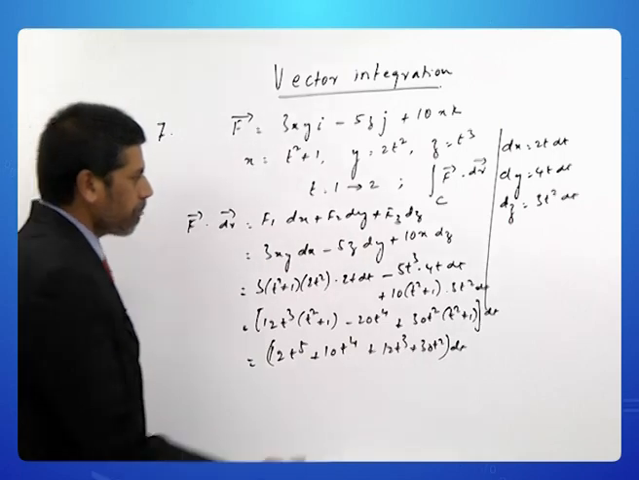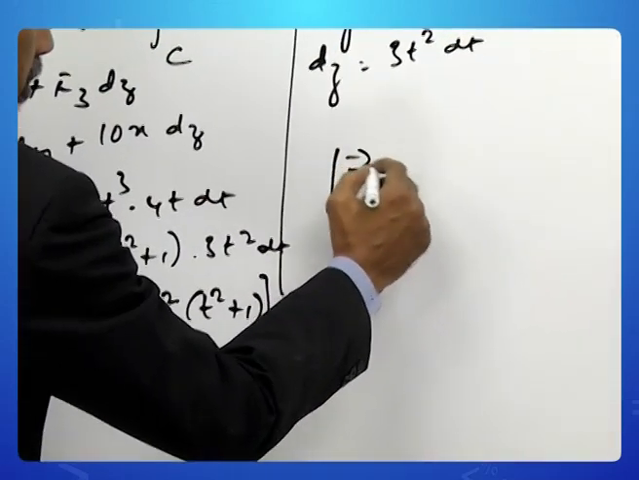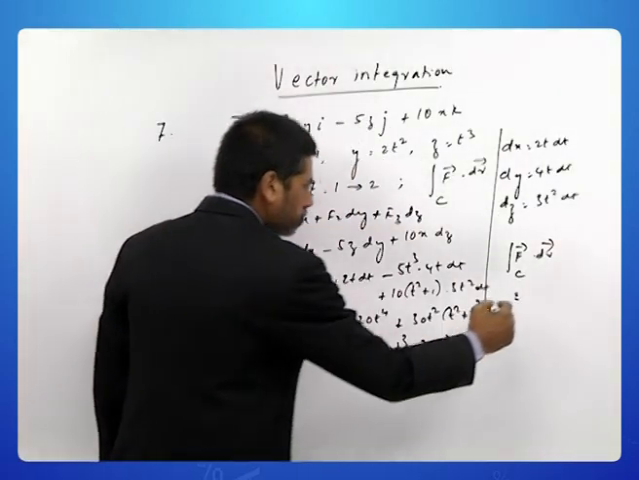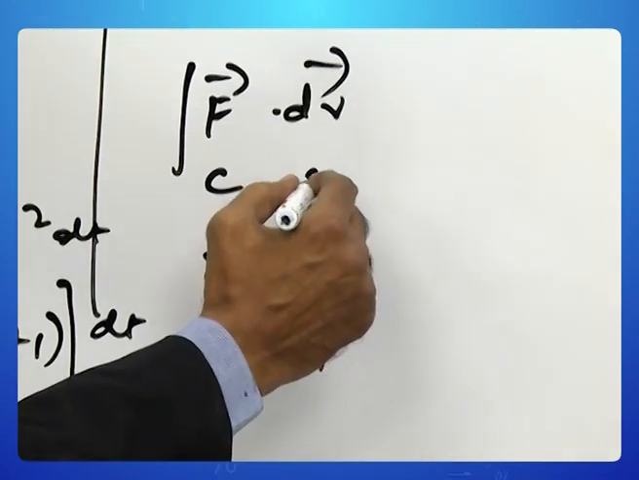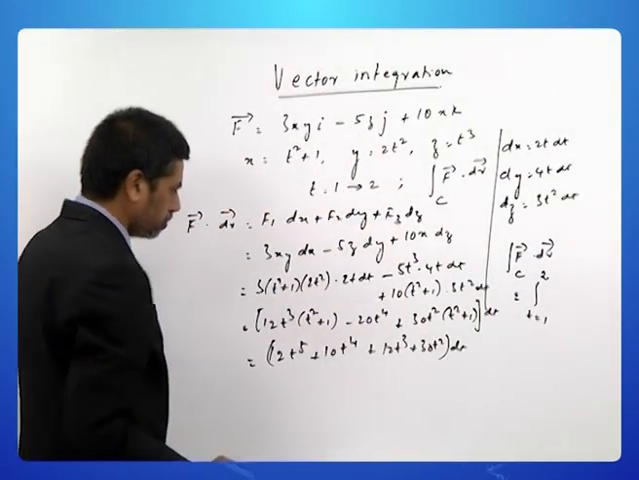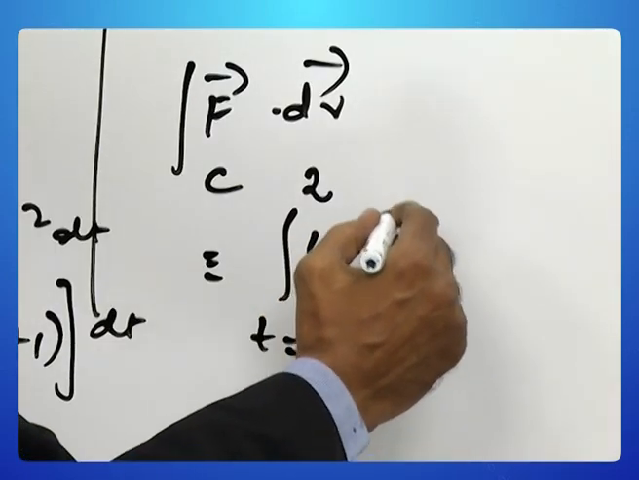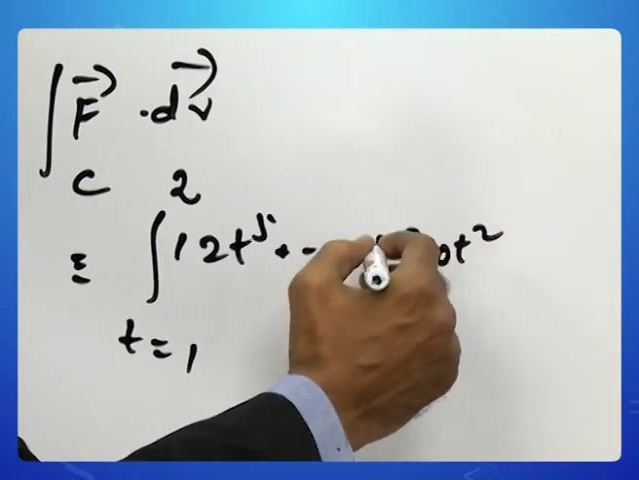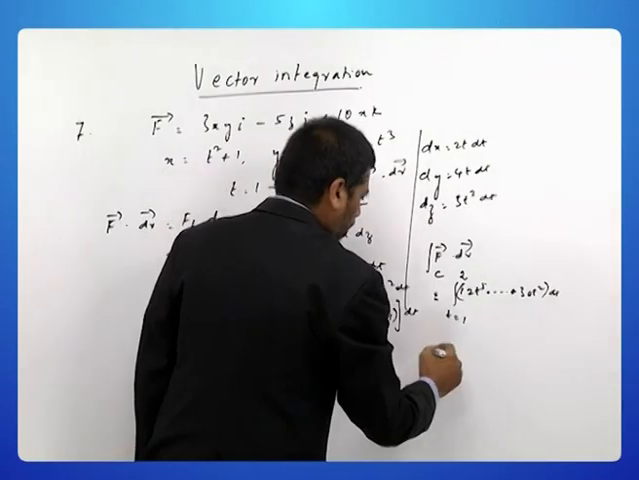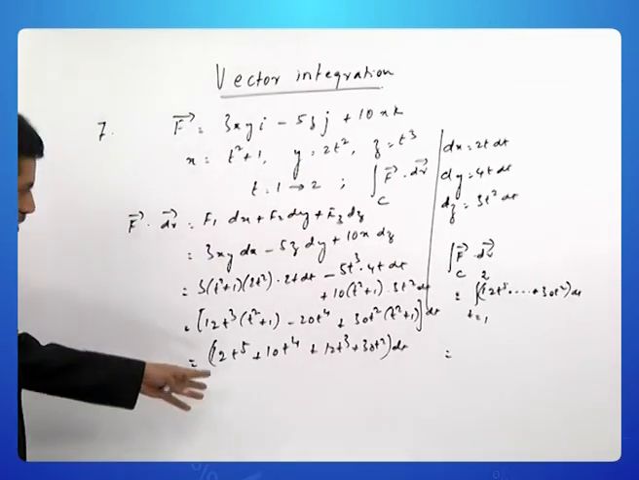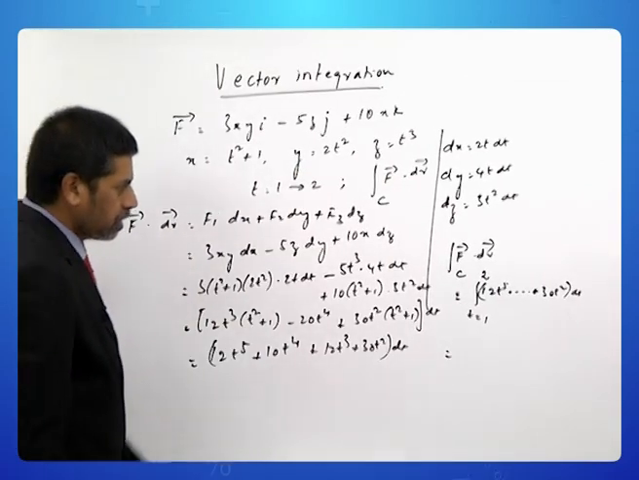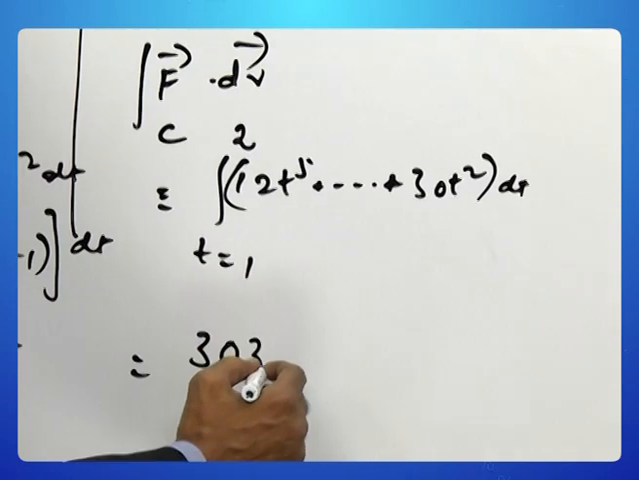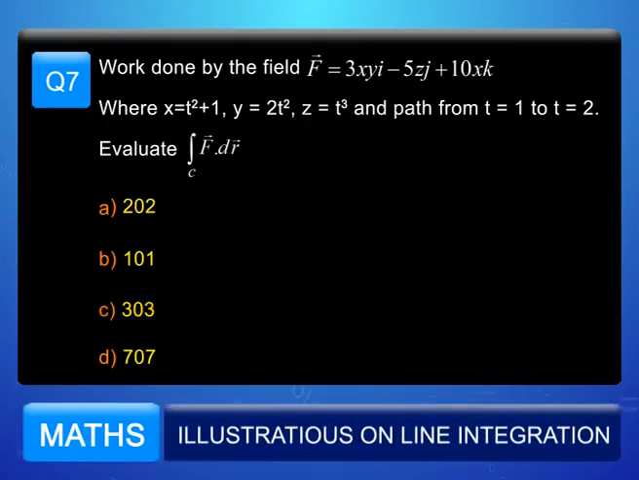So, let us look at the integral of f dot dr along c. This is identically equal to the integral from t is equal to 1 to 2 of this function, 12t power 5 and so on, 30t squared dt. I think all students can easily integrate this, simple algebraic integration. Be careful, upper limit is 2, lower limit is 1. Without much difficulty, you will get 303 as the answer, which is option C.